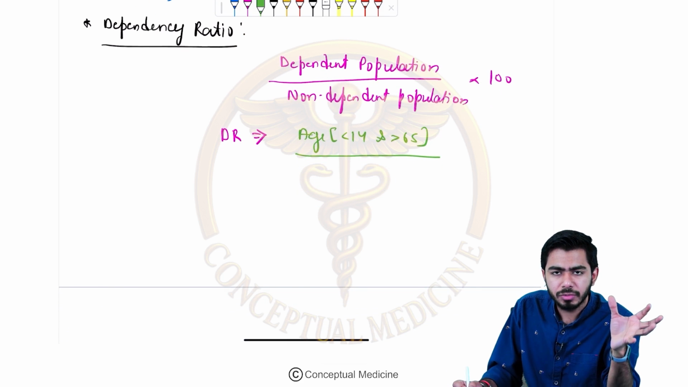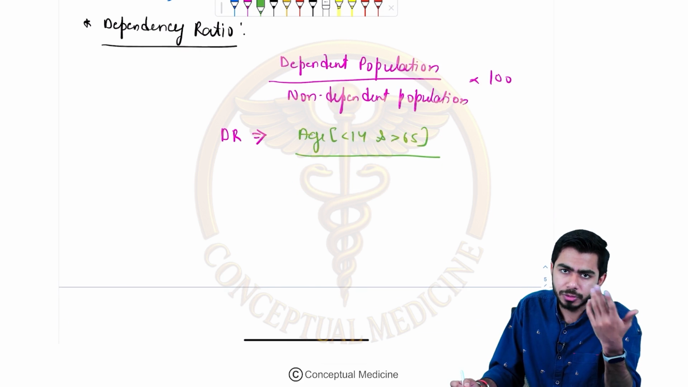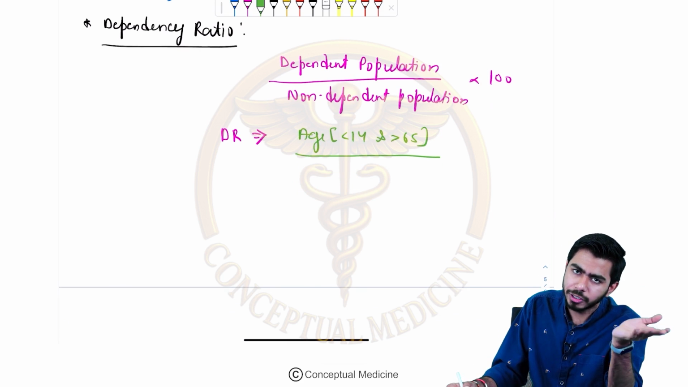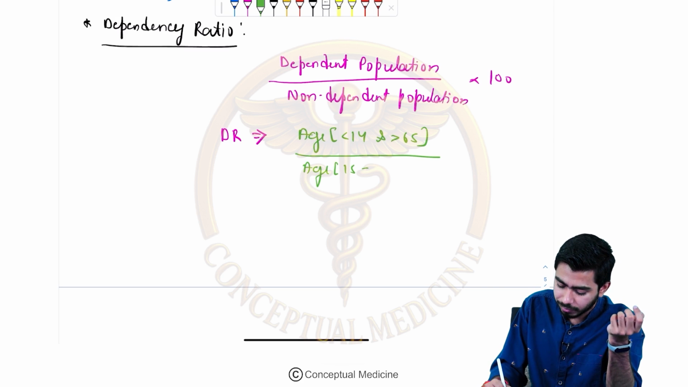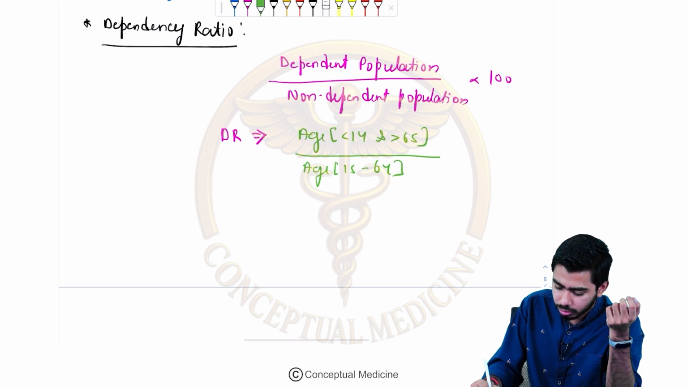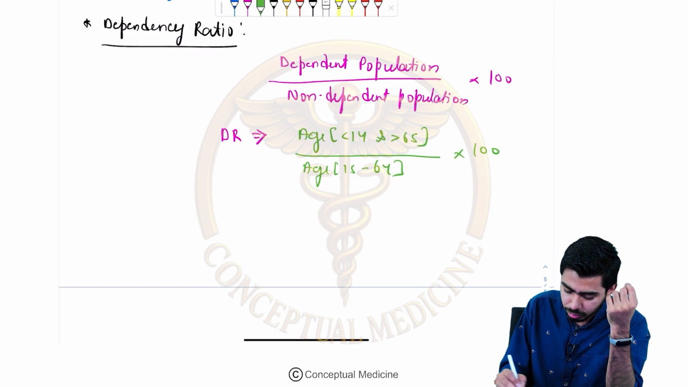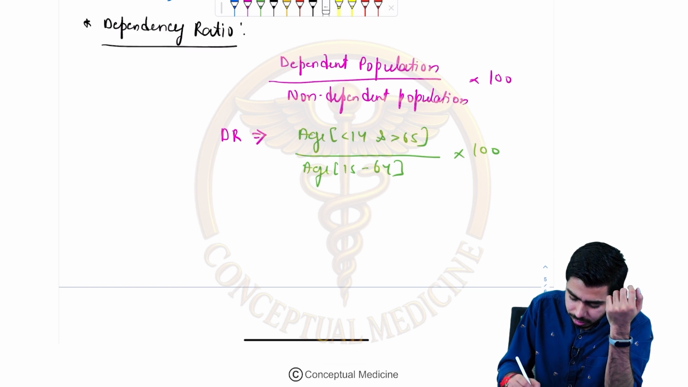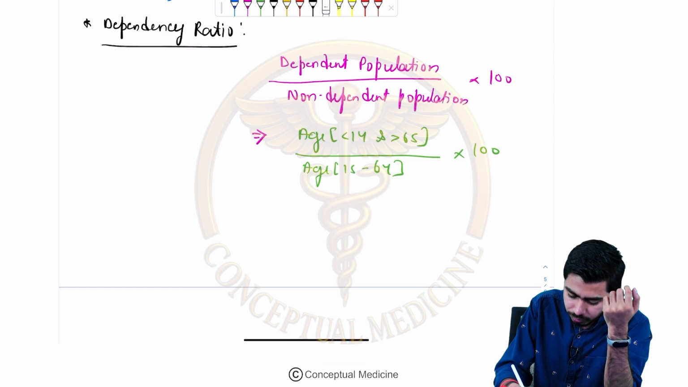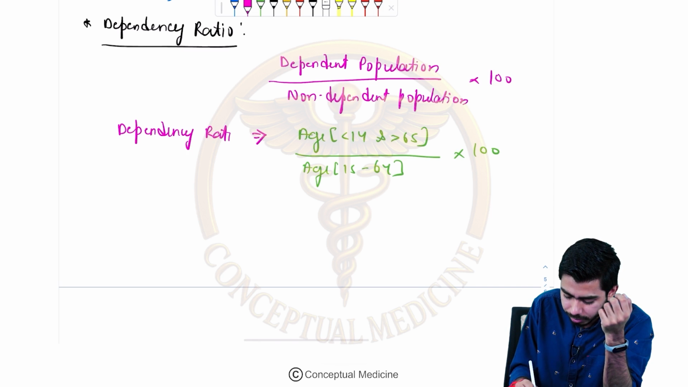Non-dependent population means they are dependent on themselves. They are doing the jobs and all of these things. So the age group of 15 to 64 years is considered non-dependent or independent people. If you multiply it with 100, this is not the DR, the death rate. I will write it as dependency ratio only, so that you don't confuse it, because I was using DR for death rate. It is the dependency ratio, right?